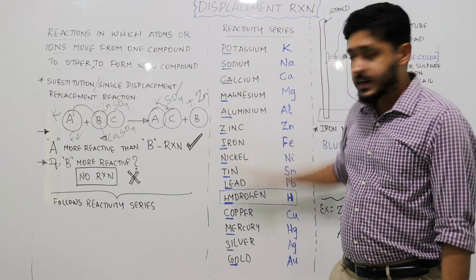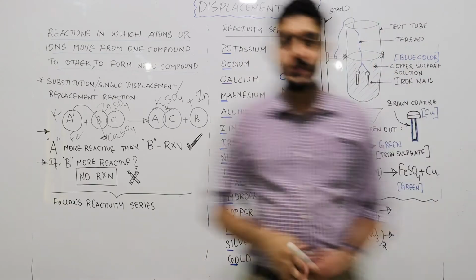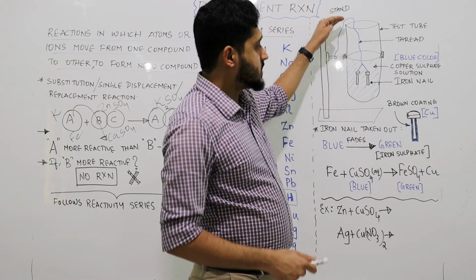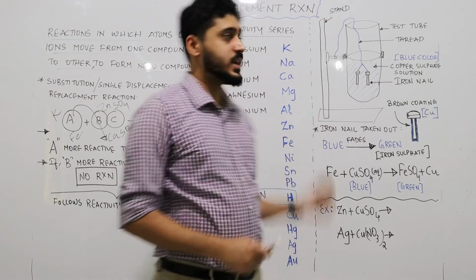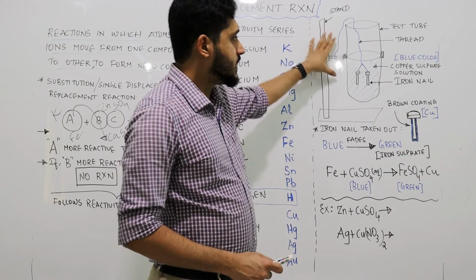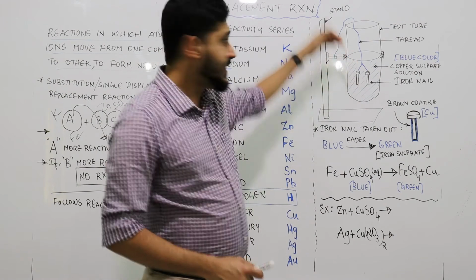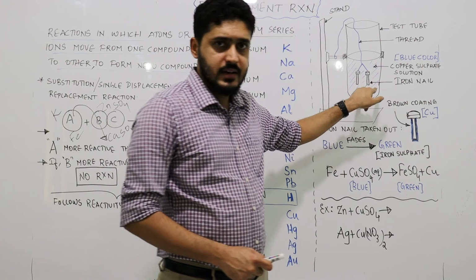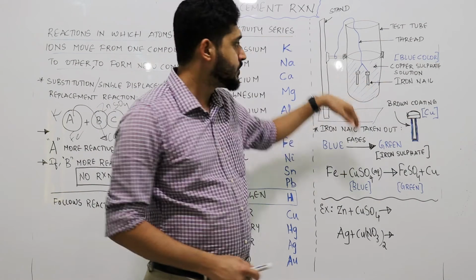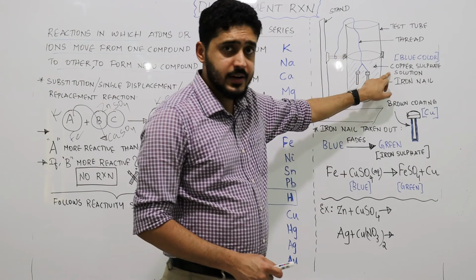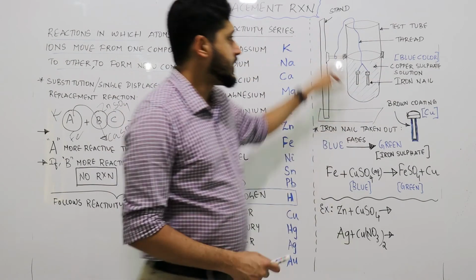Now, this is the reactivity series. Let's start with an example. Here, I have taken a test tube. In that test tube, I have immersed an iron nail. The solution is copper sulfate, which is blue in color.